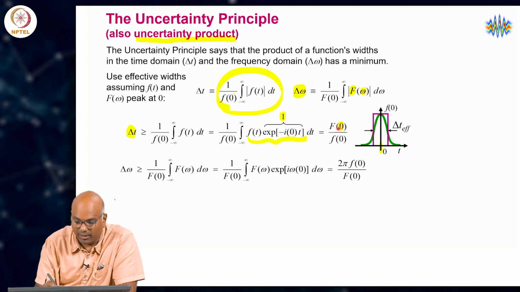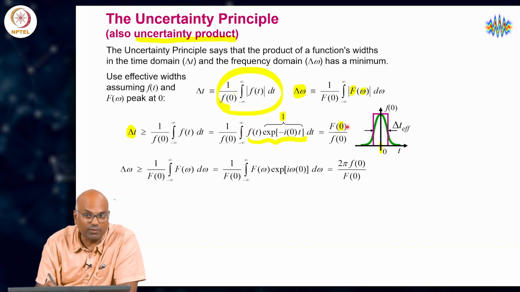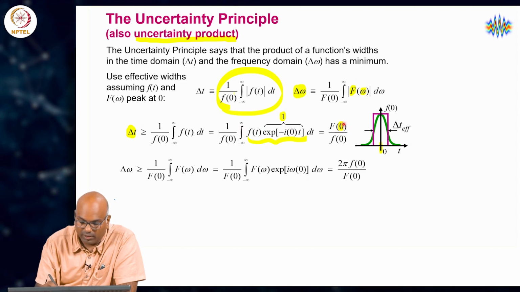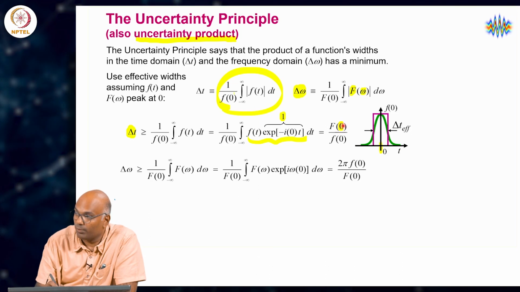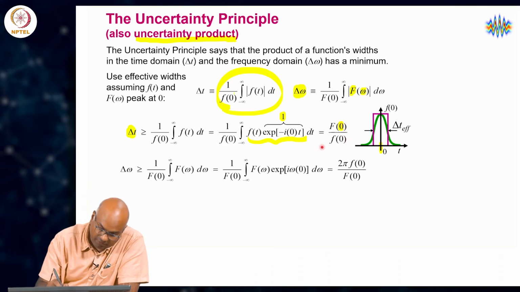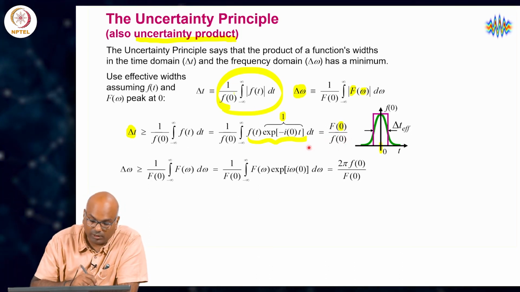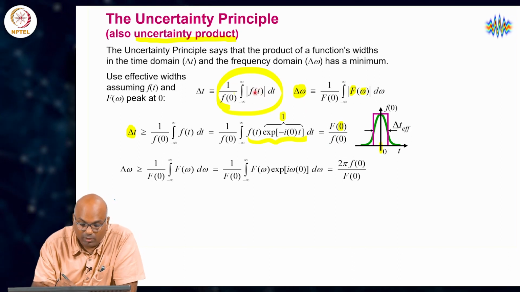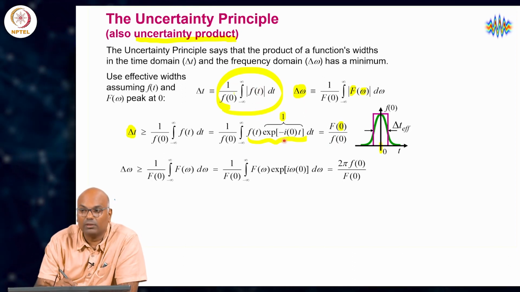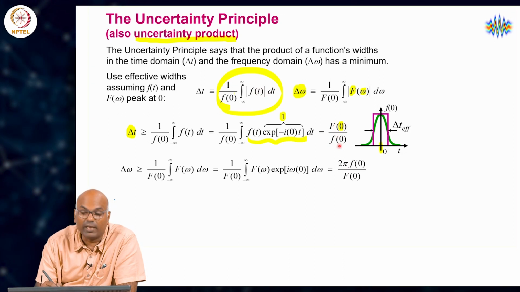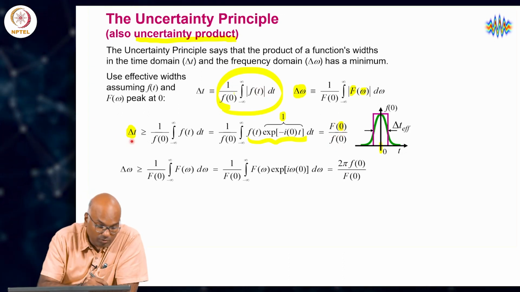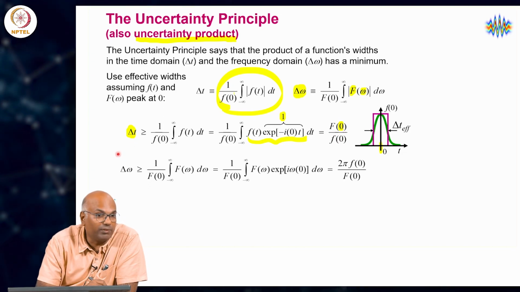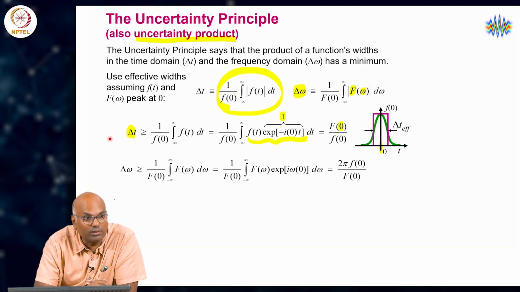So, this would have been F of omega everywhere, whereas then we replace this with the value of the Fourier transform at omega equal to 0, divided by f of 0, the maximum of the pulse in the time domain. So, the ratio of the two maxima presents a lower bound for the effective width. The effective width cannot be smaller than this.